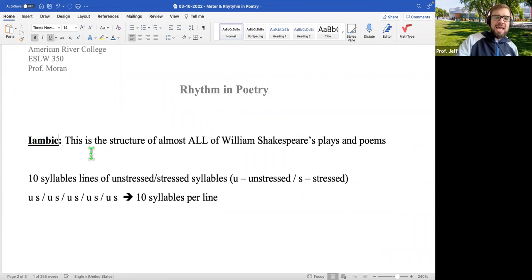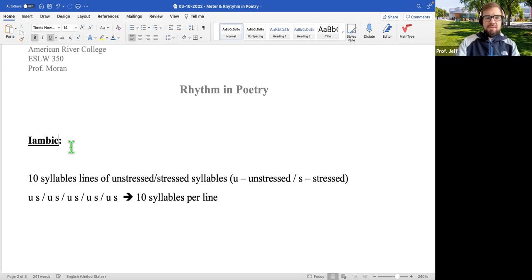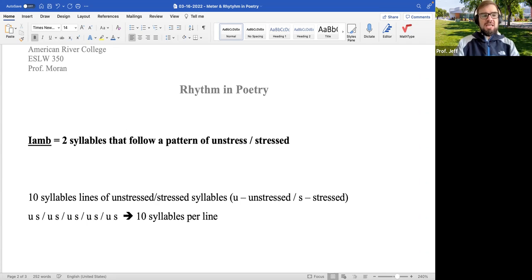Excuse me, let's just focus on iambs, right? An iamb. Iambic is an adjective here, you guys. But an iamb in English poetry is two syllables that follow a pattern of unstressed, stressed. That's it, right?